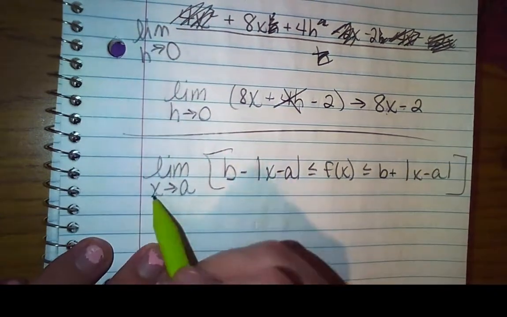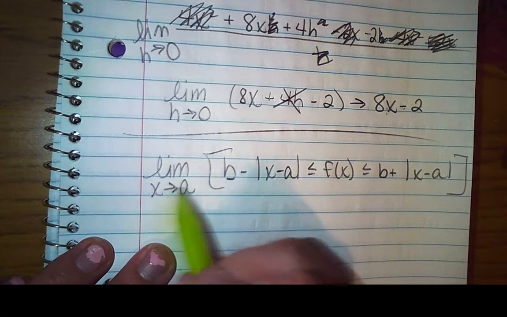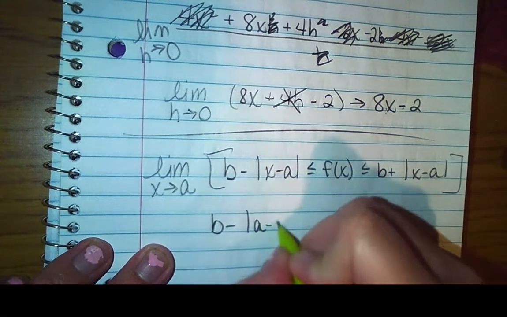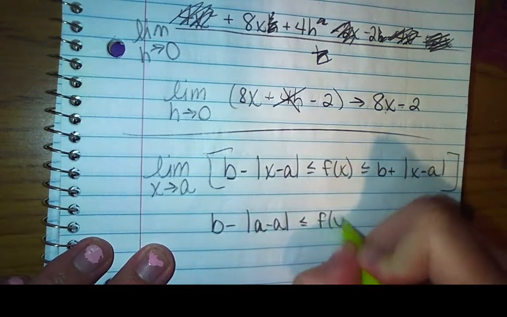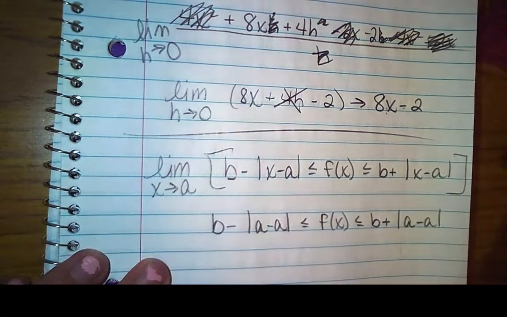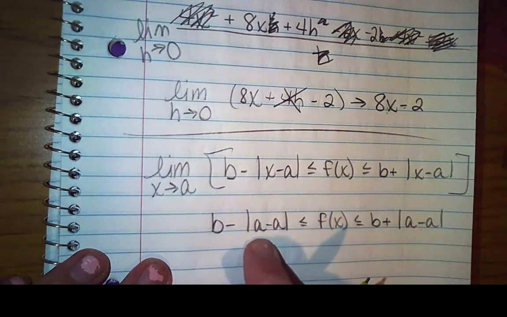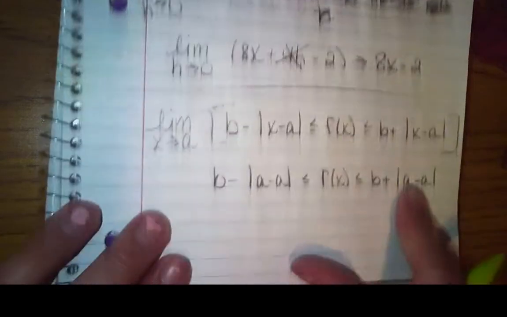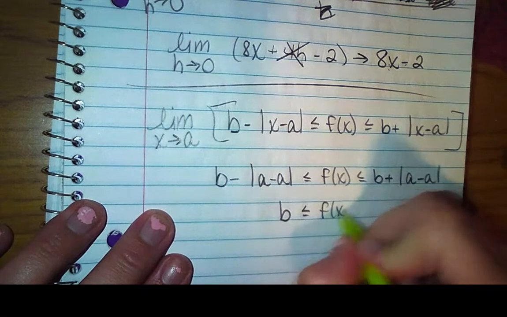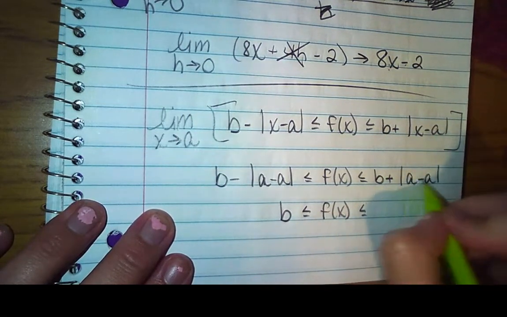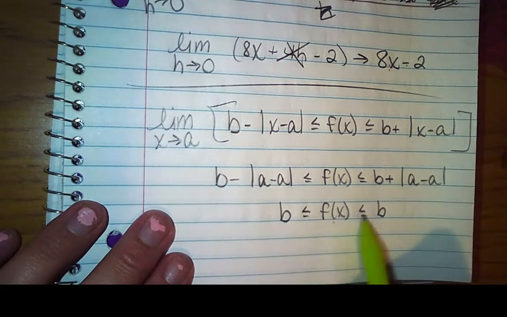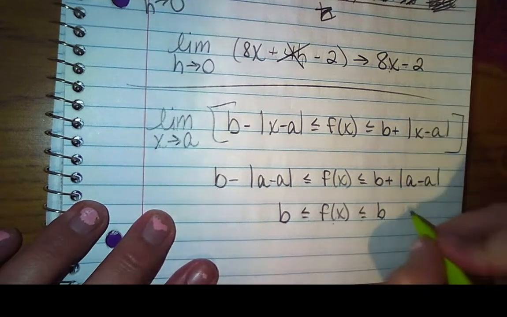Well, let's try it. So everywhere that there's an x, I'm going to drop it out and put an a. So now I have b minus the absolute value of a minus a is less than or equal to f of x is less than or equal to b plus the absolute value of a minus a. Okay, well, what's a minus a? It's 0. What's a minus a? Still 0. So I have b minus 0, which is b, is less than or equal to f of x, is less than or equal to b plus 0, which is b. So if b is less than this, and this is less than b, what's your answer going to be? It's going to be b.